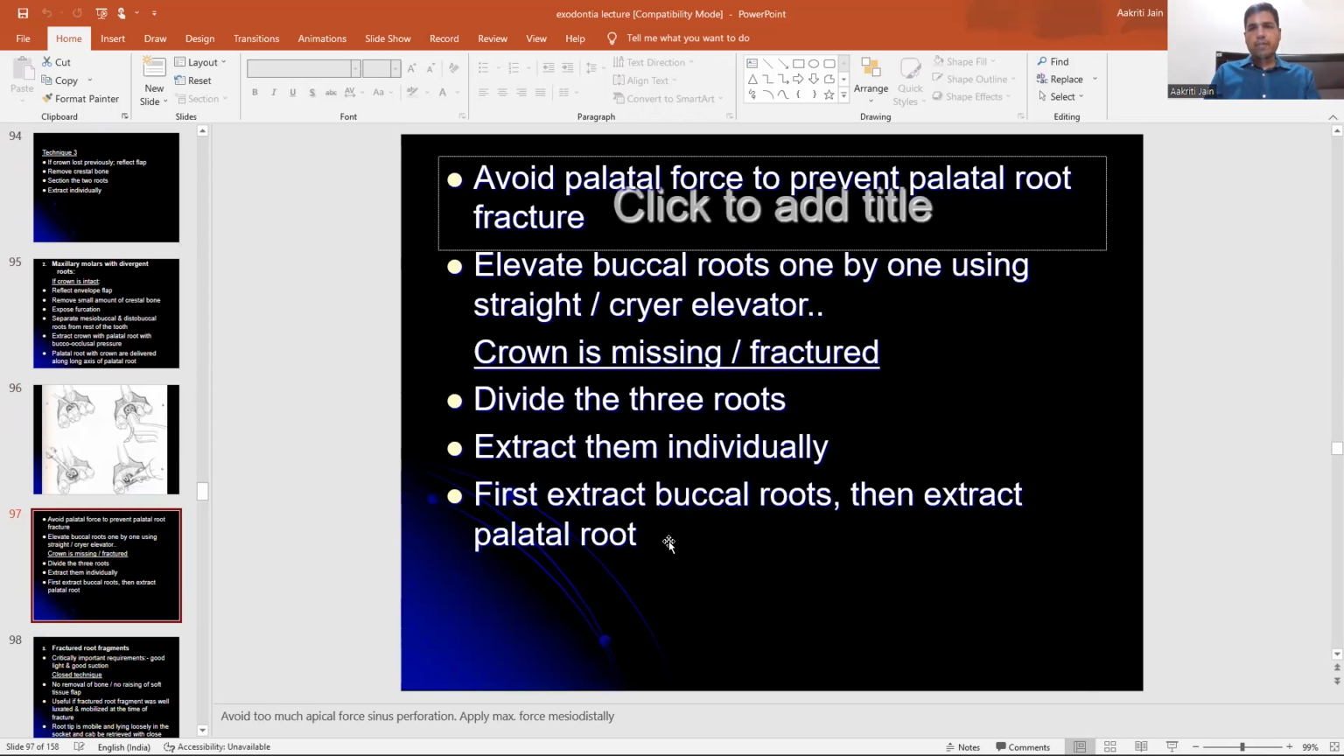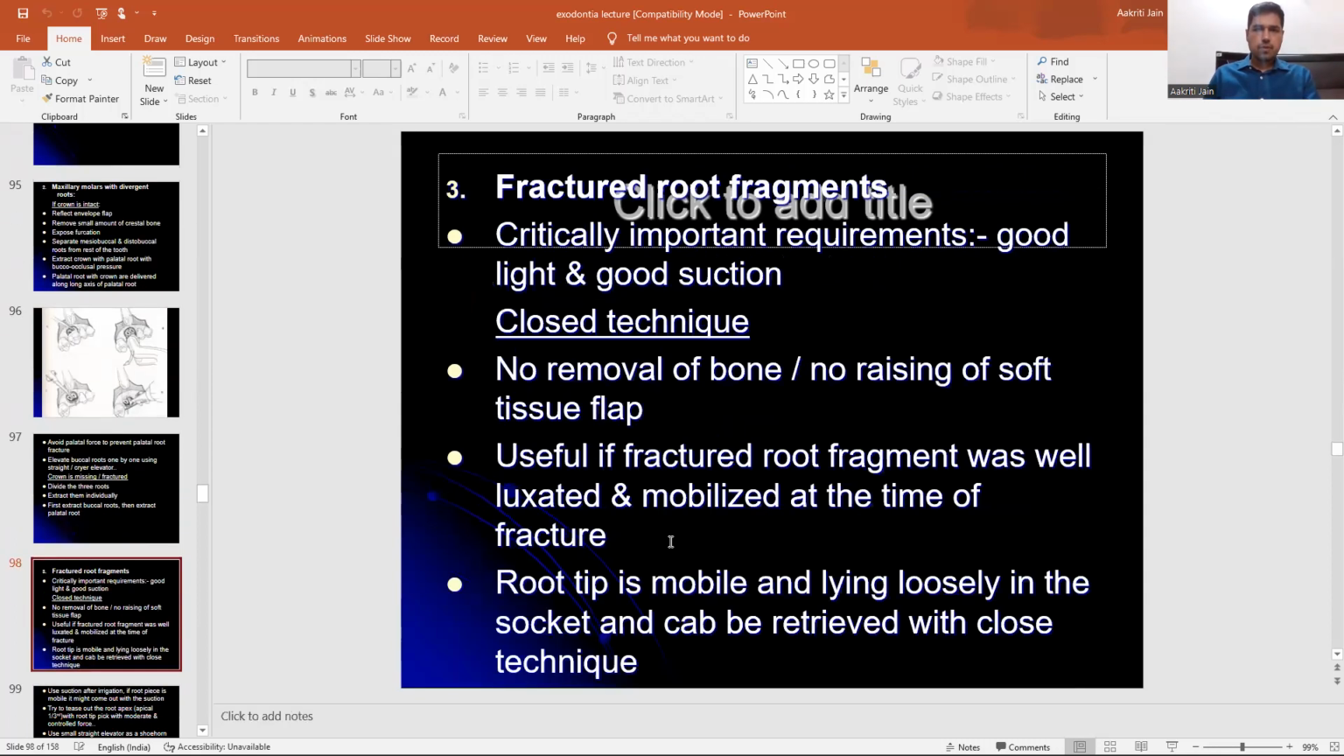Avoid palatal force to prevent palatal root fracture. Elevate the buccal roots one by one using the straight or Cryer elevator. If the crown is missing or fractured, divide the three roots and extract them individually. First extract the buccal root, then the palatal root, and lastly the distal.